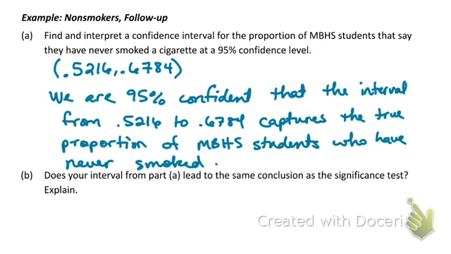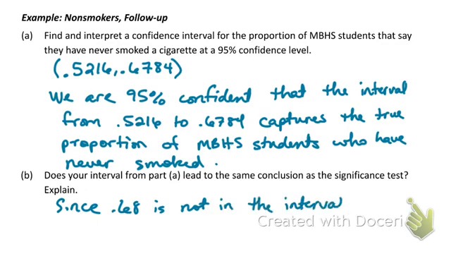Yeah, exactly. So since 68, which was the claimed value, is not in the interval, we would want to reject 68%. Okay? So since 0.68 is not in the interval, we would reject it, and we did. So these two match up.